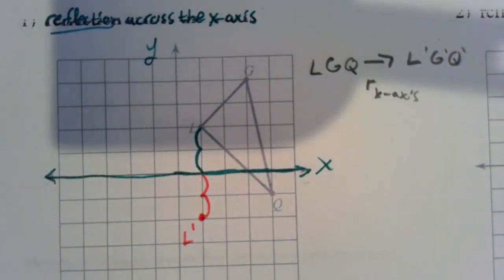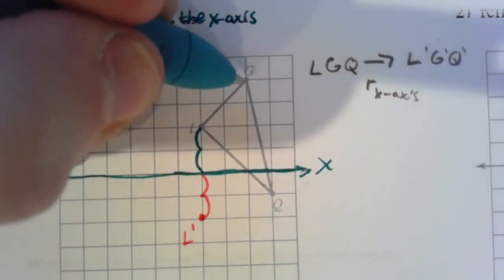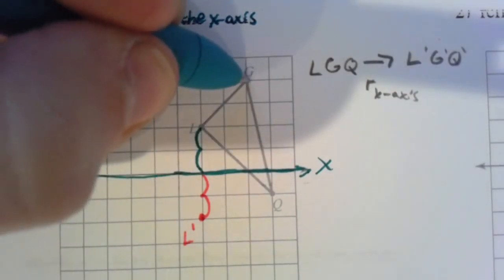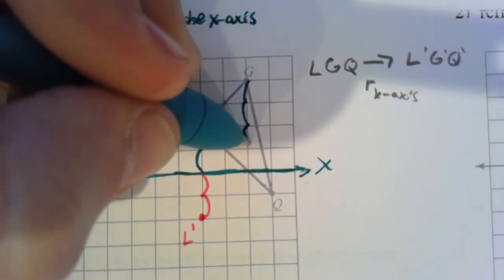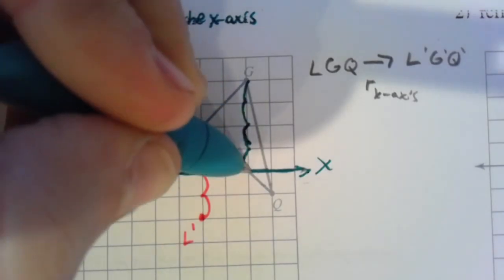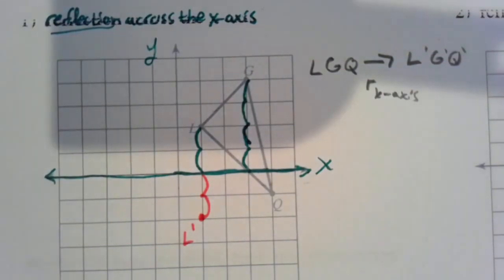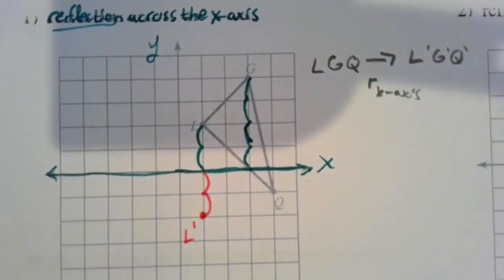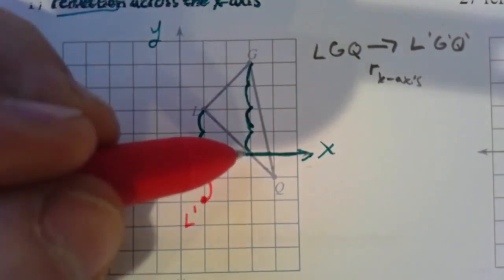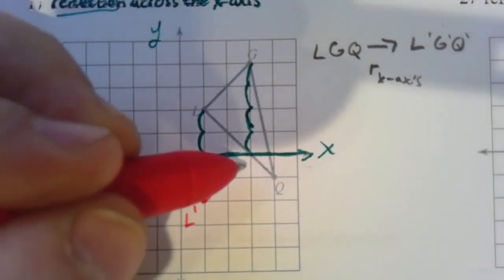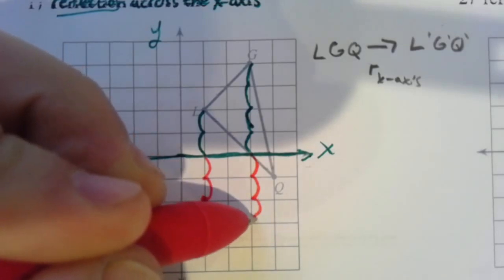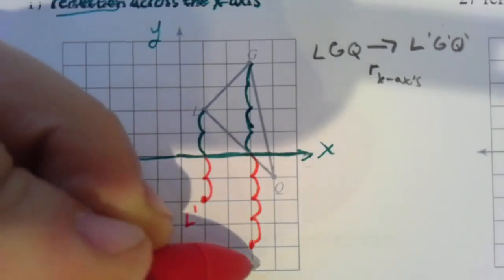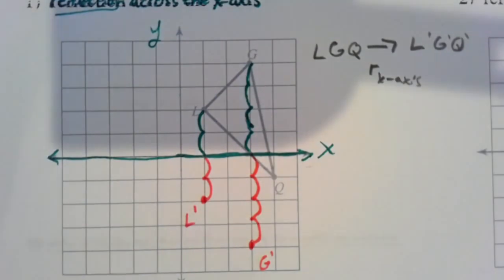I'll do the same thing for all my other points. I've got G, that's going to go down to the line, so it's 1, 2, 3, 4 hops away. So now I'm just going to do 4 more hops away below my x-axis, but below my line of reflection. 1, 2, 3, 4. This becomes G prime.